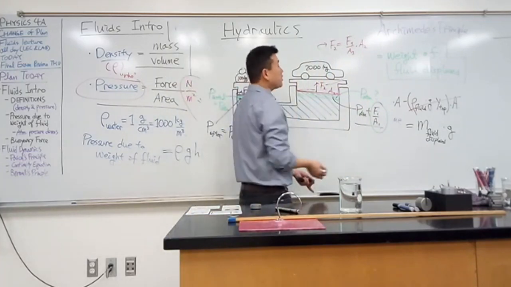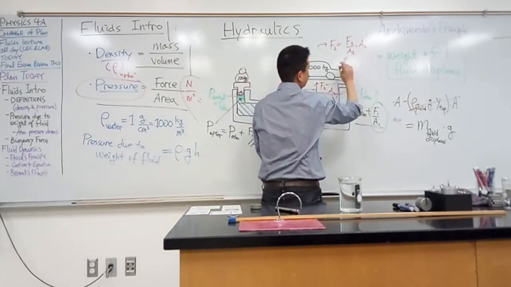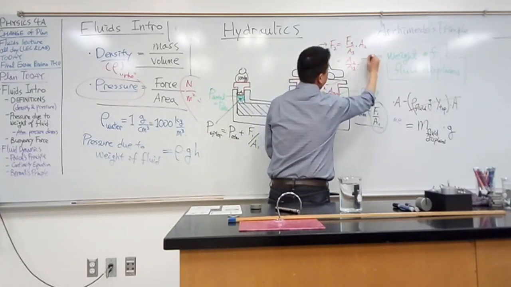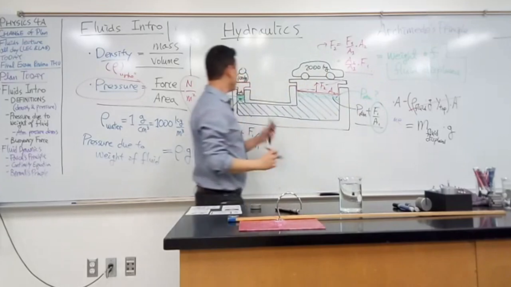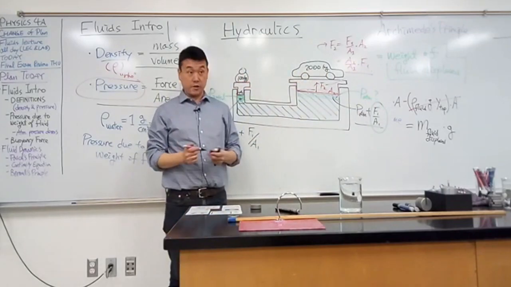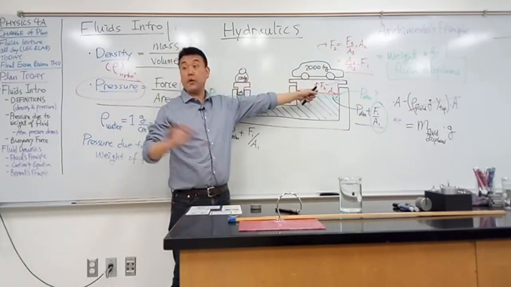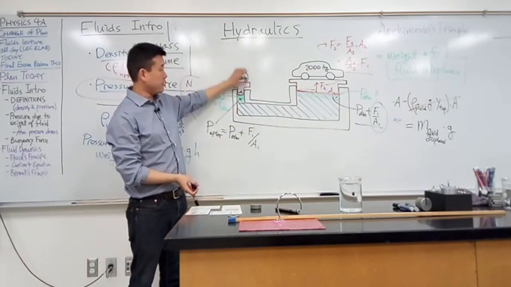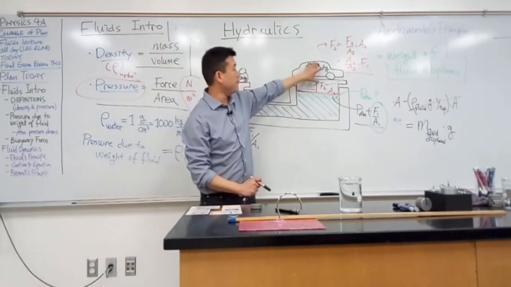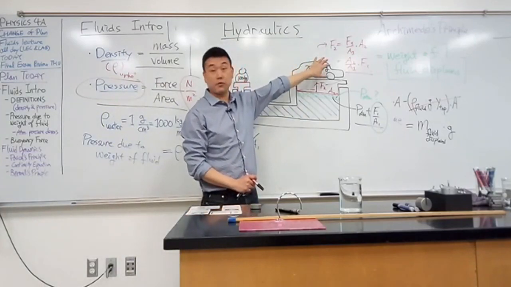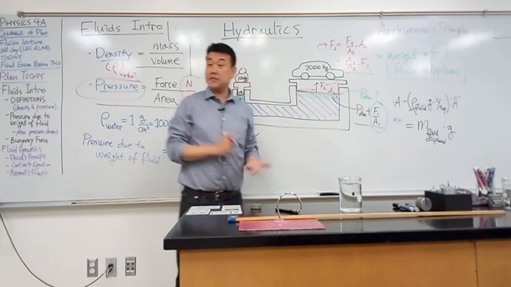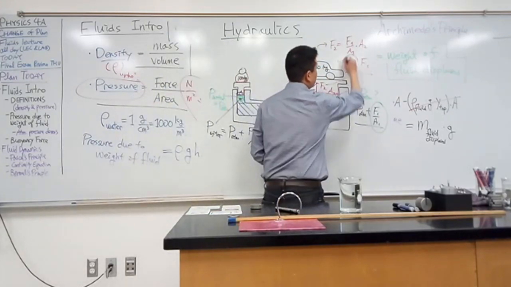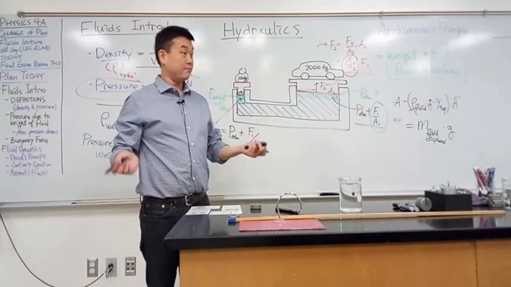So here the force multiplier is the ratio of these two areas, A2 over A1, times F1. With the car being 20 times heavier, you would want this area to be 20 times the area of this. Then the weight of the 100 kilogram man is enough to lift the entire weight of this 2,000 kilogram car. So this is another simple machine. You have a force multiplier that's given by this ratio of the areas because of the way pressure works.